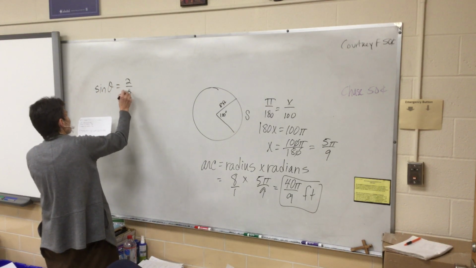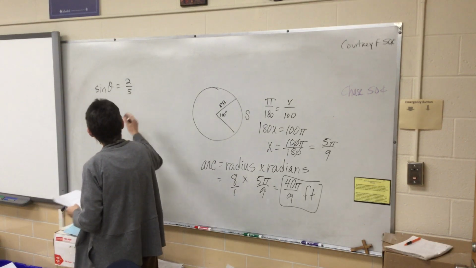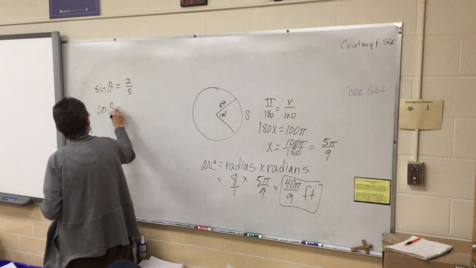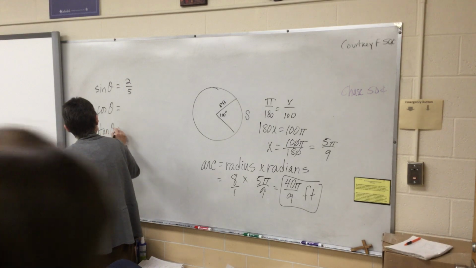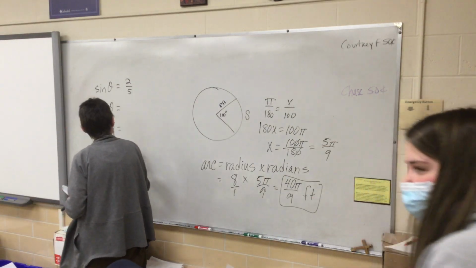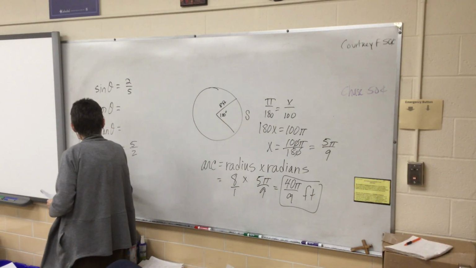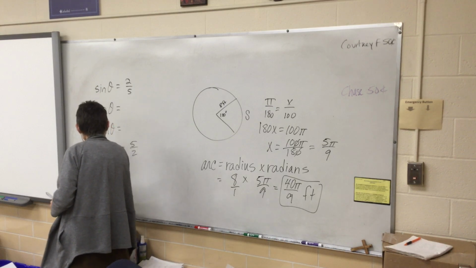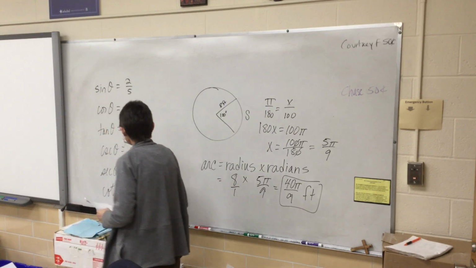So sine theta equals 2/5. This is another one of those where we have to find everything. So we're going to do cosine, tangent, cosecant would be 5/2, secant, we haven't seen those in a minute, and cotangent. I need it.